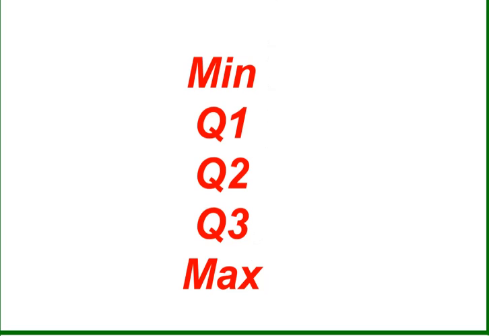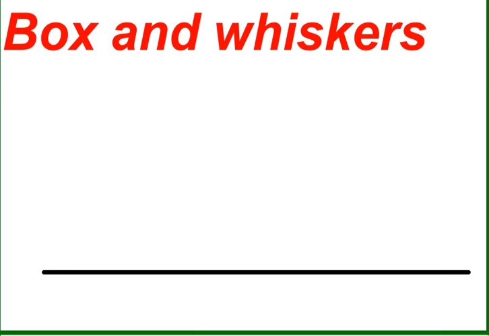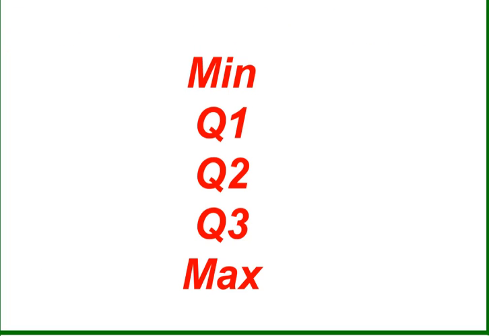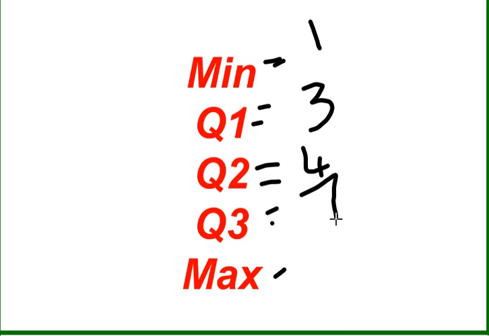So let's have a look at how you use this to draw the box and whisker plot. You first have to create a number line that has consistent values. So let's give our minimum, Q1, Q2, Q3 and max numbers so that we can just get a general idea on how to plot a box and whiskers. So our minimum value in this case will be 1, our Q1 will be 3, our Q2 will be 4, our Q3 will be say 7, and our max will be 11, something like that.